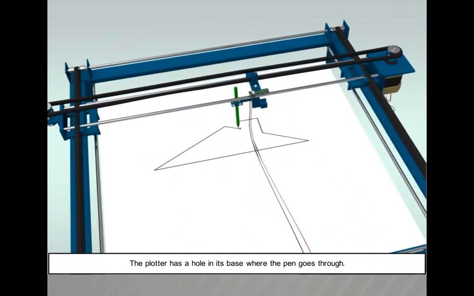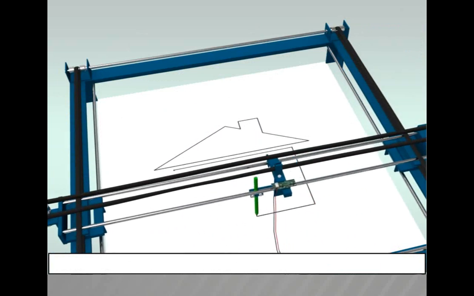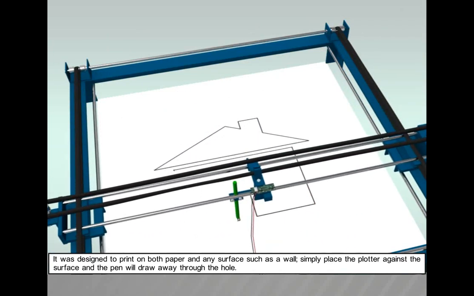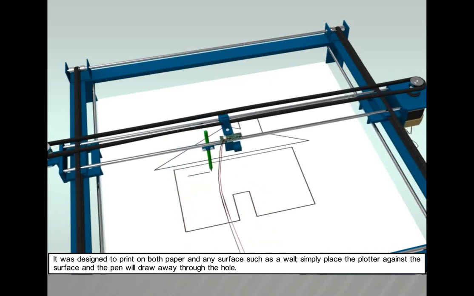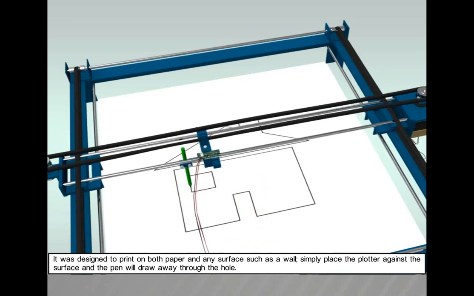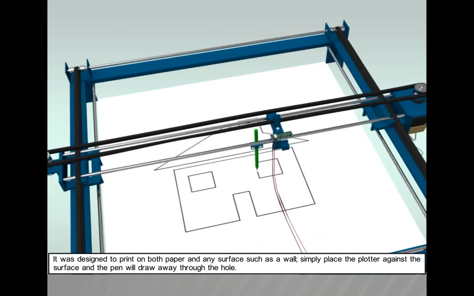The plotter has a hole in its base where the pen goes through. It was designed to print on both paper and any surface such as a wall. Simply place the plotter against the surface and the pen will draw away through the hole.